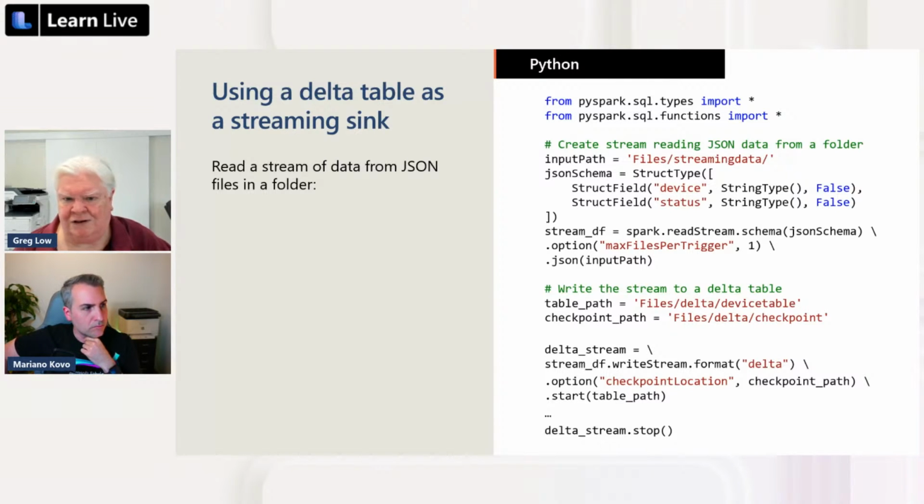So I've got a field called device, which is a string. I've got a field called status, which is also a string. And then from there, I've said, look, read stream using this schema and put max files per trigger. In this case, it's just one, but from JSON, and here's the path that it would be from. And then to write the data, I've said table path is files delta device table. Notice these are still files at this point. They're not tables. And then I've got a checkpoint path.